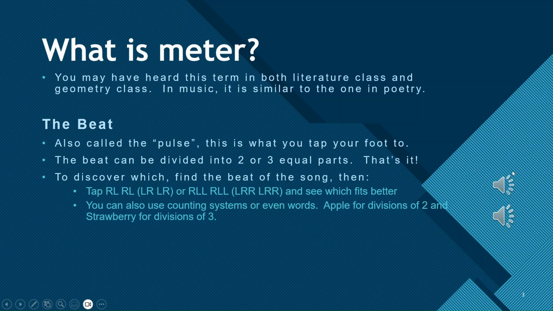We're going to test your ear with two examples here. Here is the first one: find the beat, and then determine whether the beat is split into two equal parts or three equal parts. And just a warning, for the first one, the beat is very, very slow.